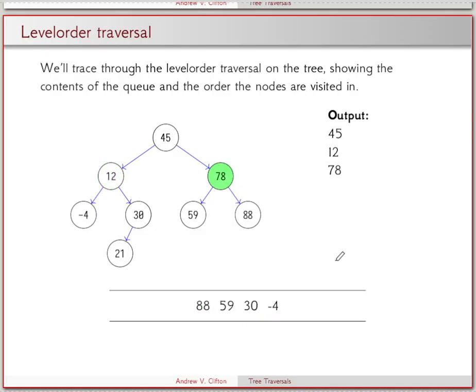So the next thing to come out is going to be 78. For 78, we're going to enqueue its two children, 59 and 88. Those are going to go in there, like that. So now we're just pulling out things on the next level. -4 comes out. -4 has no children, so nothing is added to the queue. 30 comes out. 30's child, 21, is added, but it's behind the stuff on this level, right? So we're going to finish processing this one, which is level 2, before we move on to the next level, which is level 3. So 59 comes out, 88 comes out, and then finally 21 comes out.